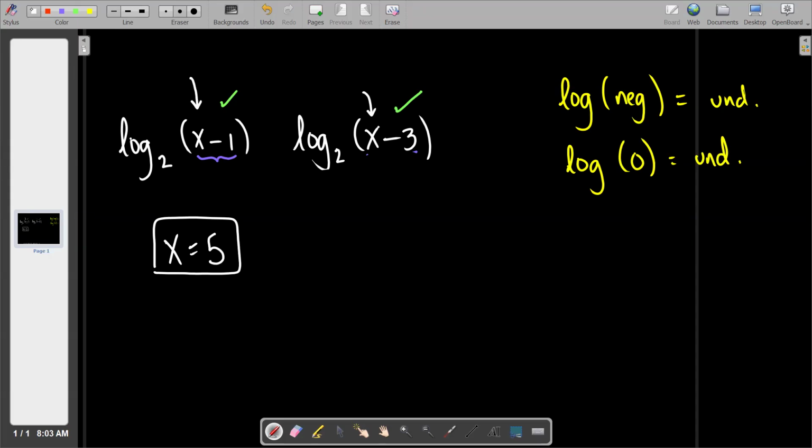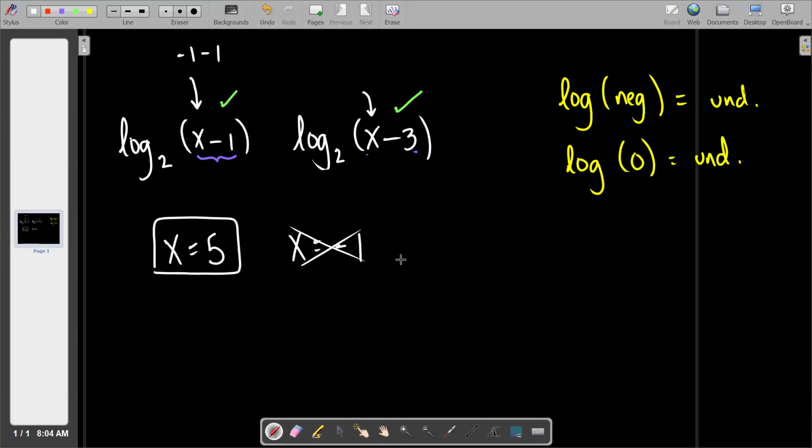The other solution that we had was x equals negative 1. And if you put negative 1 into where the first white arrow is pointing, what do you get for the argument of the log? You get negative 2, because negative 1 minus 1, if you put it where the little purple underline is at, equals negative 2, right? Log of negative 2 does not exist. Therefore, negative 1 is not a valid solution.